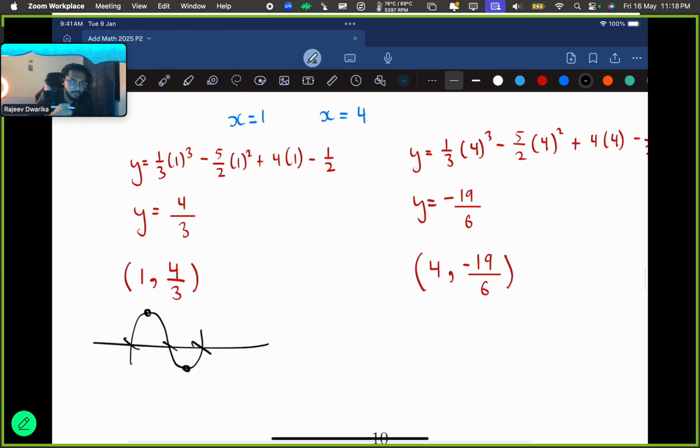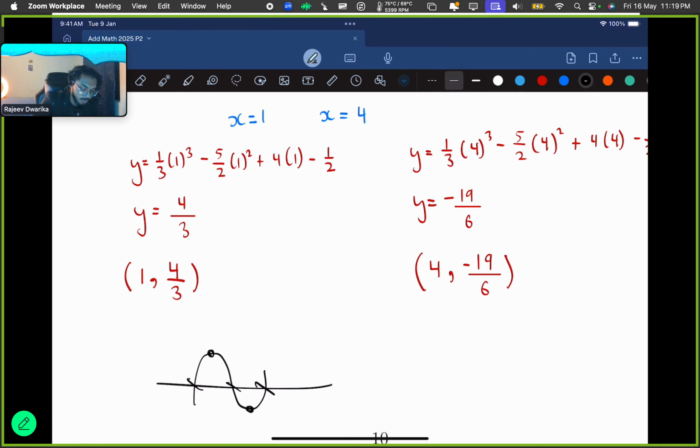Let me just say you forget how to find the nature of stationary points. Let me just say you forget that you had to find the second derivative. You could do a sketch of these points and see which one is the maximum or the minimum. Just by looking at this, which one has the bigger y value? When x is 1. This is the maximum, because it has the bigger y value. That point would go up to 4 over 3, and this point would go down to minus 19 over 6. So this would be the maximum, and this would be the minimum if it was a graph.